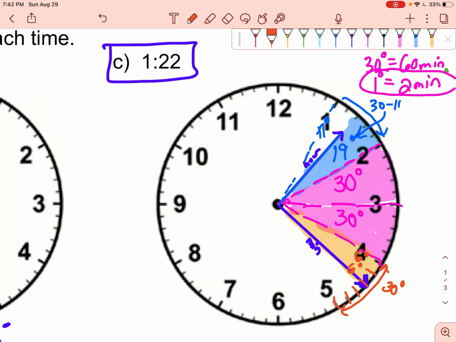I know it's weird because the hour hand doesn't move as fast as the minute hand, but the minute hand is traveling 6 degrees, which means this is actually 12 degrees. So if you add the blue, the pink, and the orange together, you should get 91 degrees.